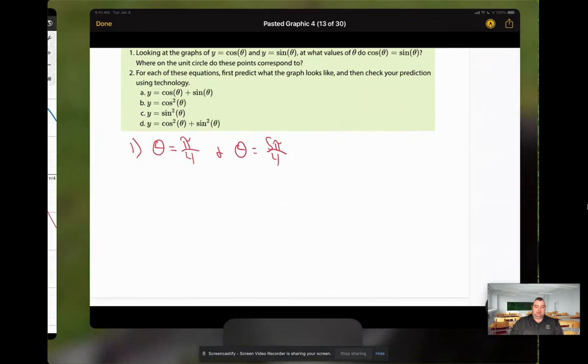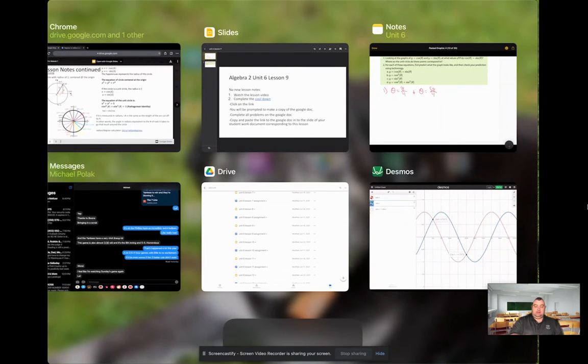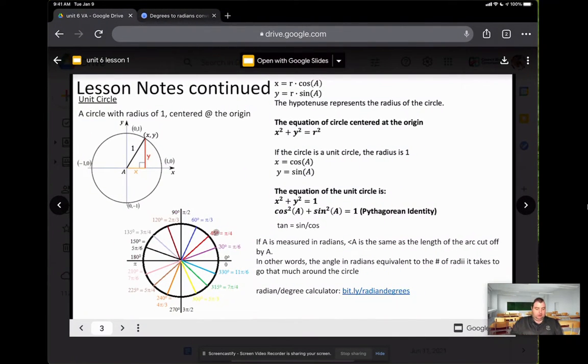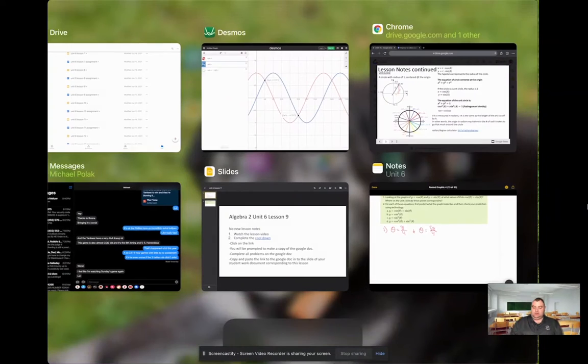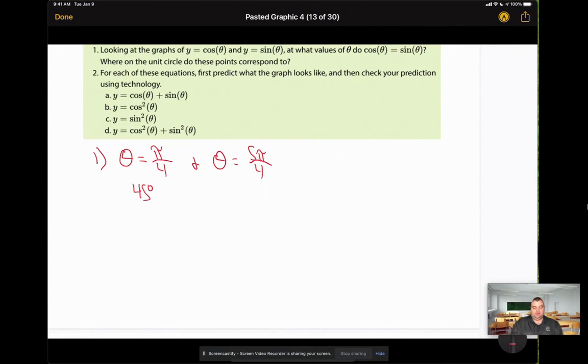If we go back to our lesson notes from lesson 1, to give you an idea, pi over 4 we can see here is 45 degrees, and 5 pi over 4 is 225 degrees. So that gives you an idea in degrees of what those angle measurements are. So this is 45 degrees, and this is 225 degrees.